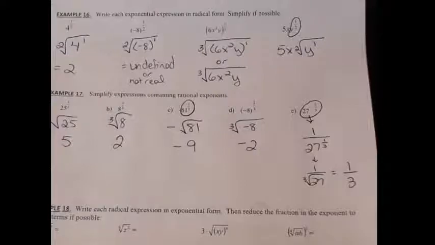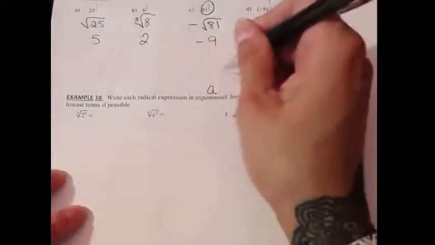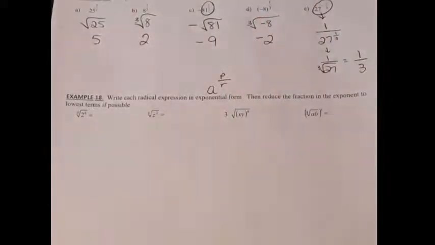Perfect. Take a look at the next section. Write each radical expression in exponential form. Then reduce the fraction in the exponent to lowest terms if possible. Remember that your exponential form is base raised to the power over root. That's going to be really helpful to keep in mind.